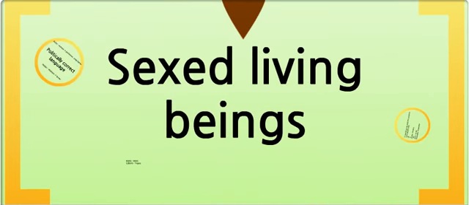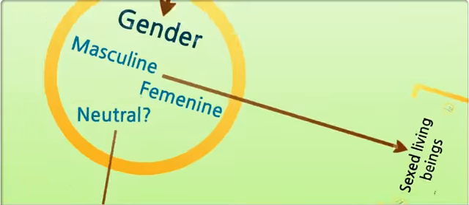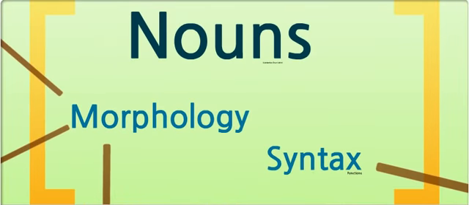Anyway, remember, sexed living beings are the only ones that have really masculine or feminine gender. That's pretty much all we can say about gender. There might be a few other differences, but this is a general overview.